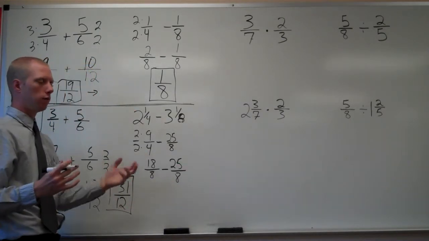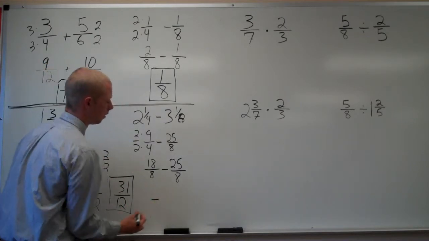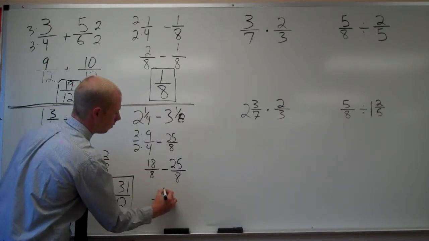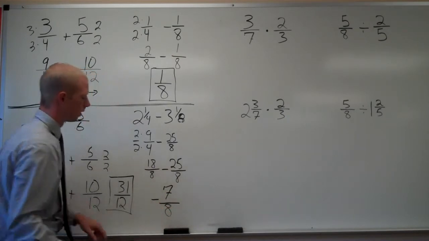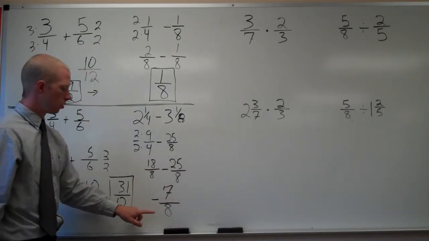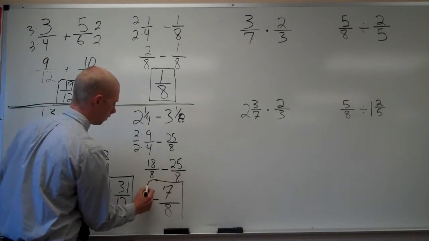18 minus 25, well, I notice the larger number is second, so it's going to be a negative answer. I will have negative 7 over 8. 7 is a prime number, so you cannot reduce this, and that is your final answer.